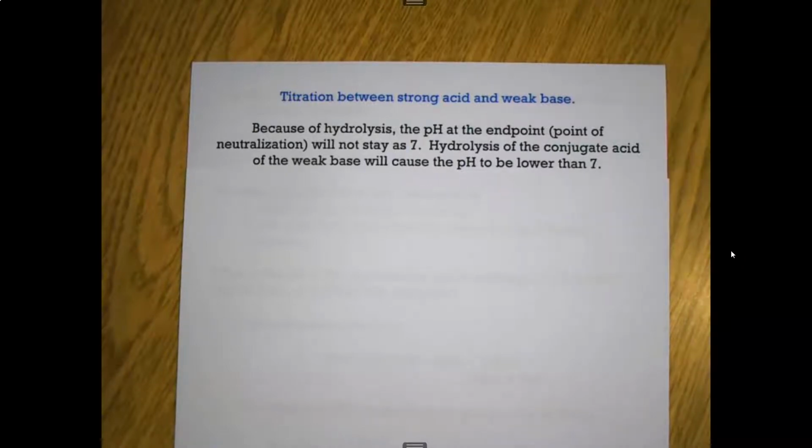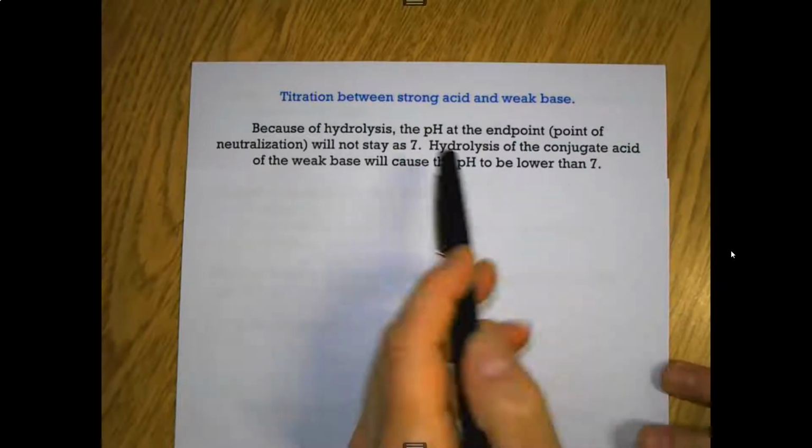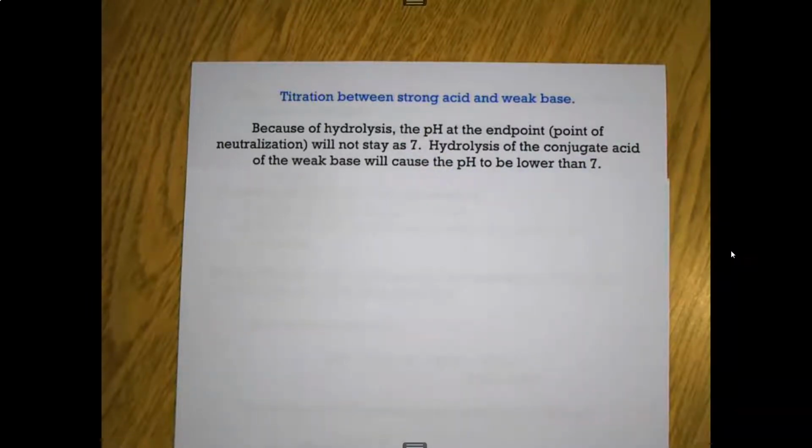In this case, we are going to see that once neutralization happens, the pH doesn't stay 7 because you actually have hydrolysis. So we're going to look at how to handle that hydrolysis in order to figure out the pH. Because of hydrolysis, the pH at the endpoint does not stay 7. If we're using a strong acid and a weak base, hydrolysis is going to occur of the conjugate acid of that weak base, and the pH is going to wind up lower than 7.